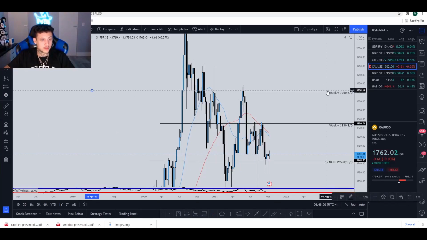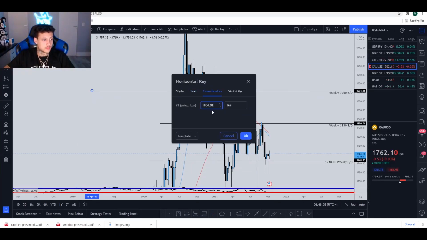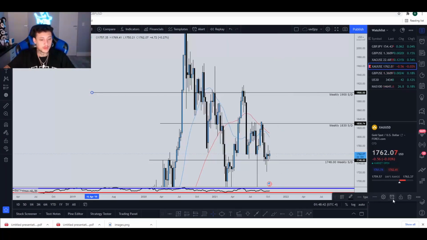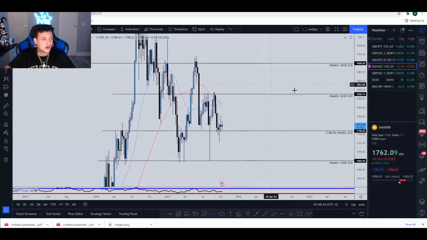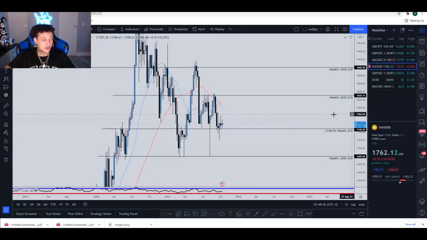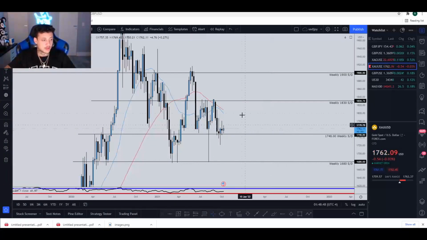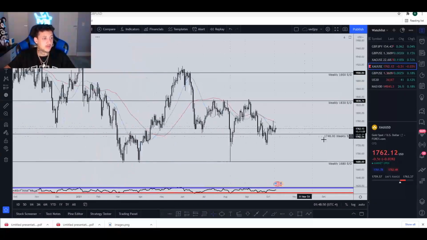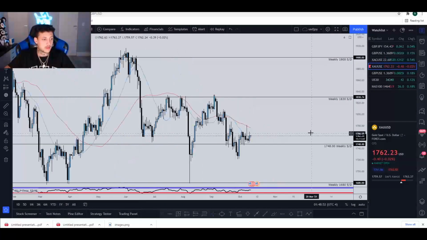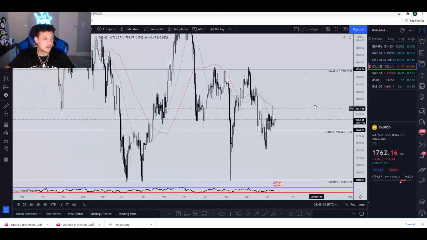I'm going to have to edit that. So let me go to coordinates, 1900. Okay. Then we're going to lock it. Done. Alright, so that is the last level. And that's how I place my levels here on the weekly. And typically when you have your levels placed out on the weekly, they work very well. The same with the daily.